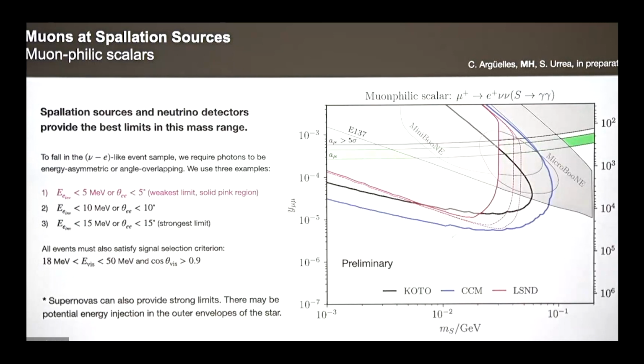Here are the current limits and future reach of some experiments. I show here some LSND limits derived based on the neutrino electron scattering event sample. So you have to require the 2 photons to look like a neutrino electron scattering event. And that rules out a huge region of parameter space, certainly a lot of the region for a g-2 explanation. And you could imagine also doing similar searches at KOTO and CCM, which is an experiment at Los Alamos.